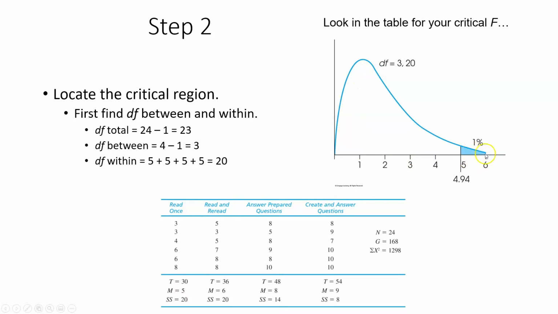And so if we get one that's higher, it's possible 1% of the time it could just be a random error because of chance. But more likely than not, if we get one that's in this critical region, it's because there's a real difference between these groups. At least one of the treatments worked.